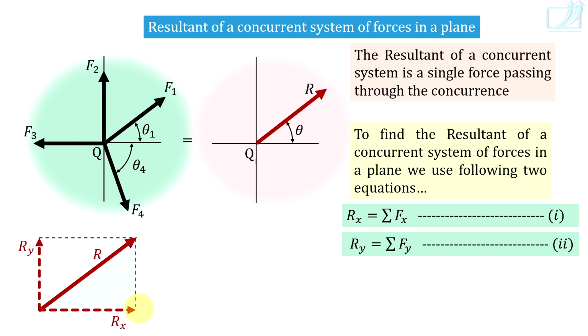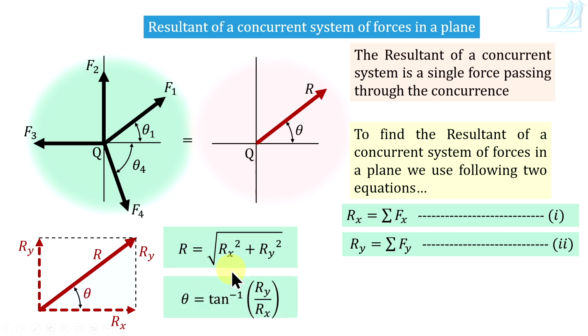Remember, in a parallelogram of forces, length of sides of parallelogram are directly proportional to magnitude of corresponding forces. So height of this parallelogram is proportional to Ry and length of this parallelogram is proportional to Rx. Let theta be the angle made by resultant force with x-axis. Now by geometry of right angled triangle, we can say that R is equal to root Rx squared plus Ry squared and theta equal to tan inverse Ry by Rx.